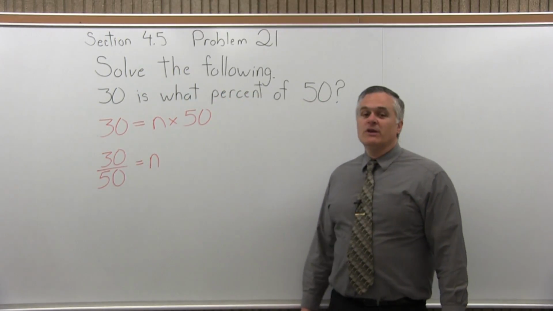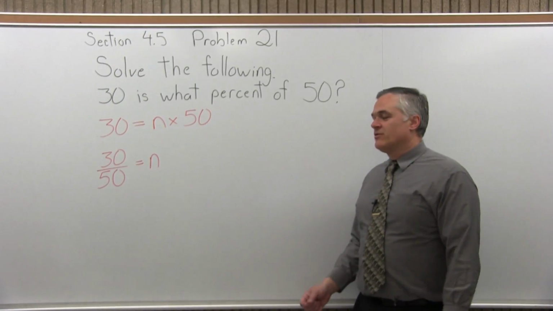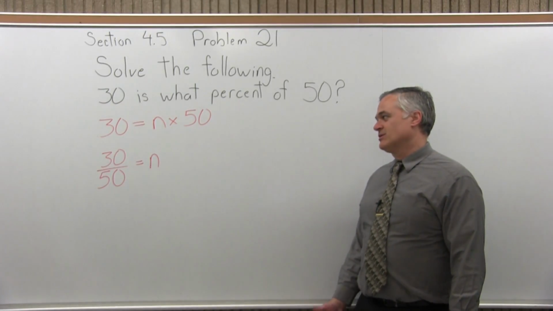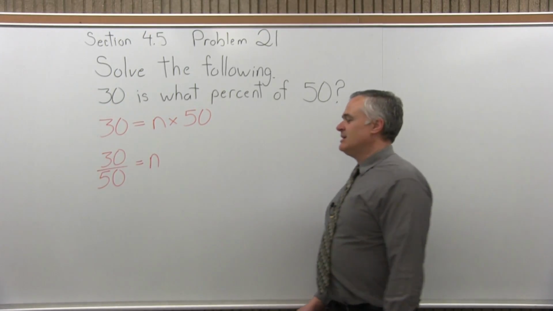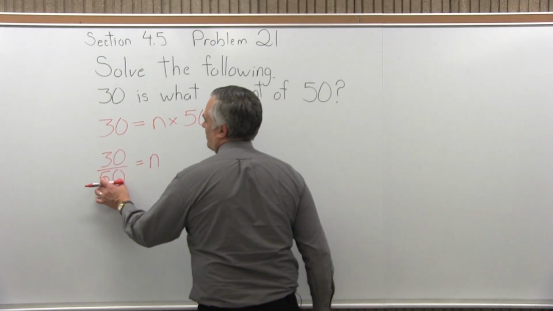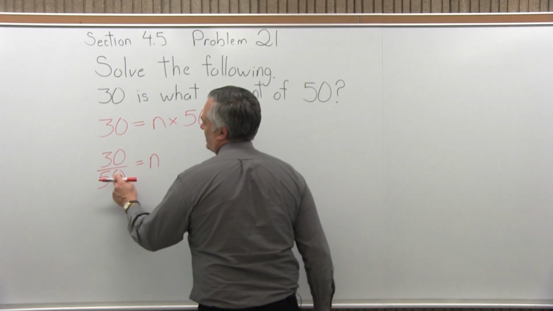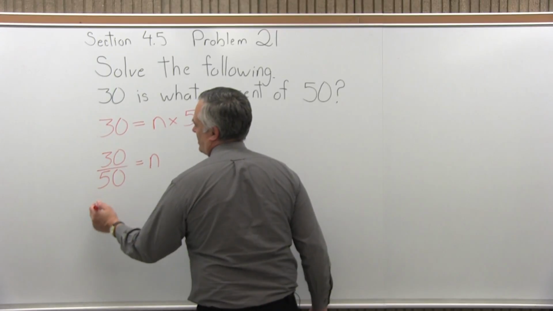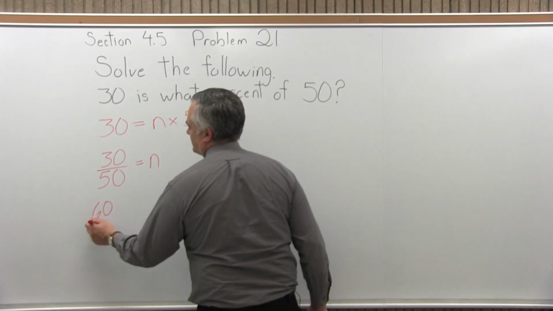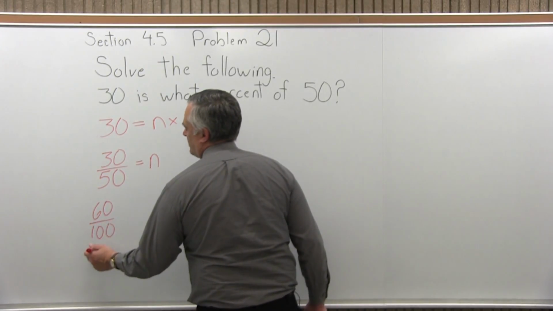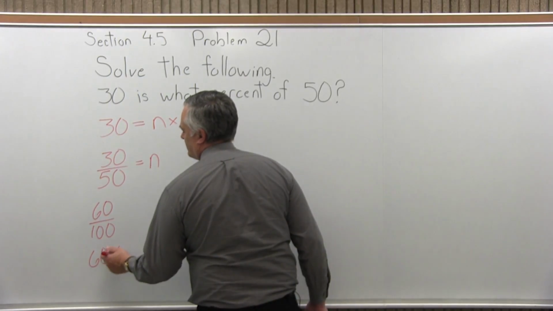Now, we want the answer as a percent. At this point, there are a few tricks to make it a percent. So the trick that I see is that I can make the denominator a 100, and I do that by doubling it. So if I double the denominator, I double the numerator. So it becomes 60 over 100, which is 60%.